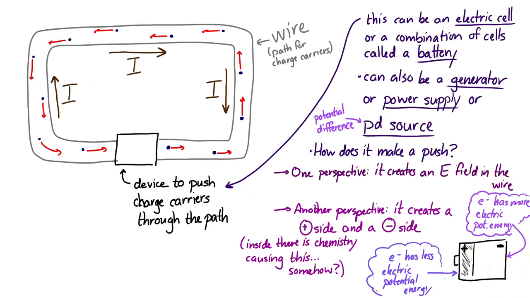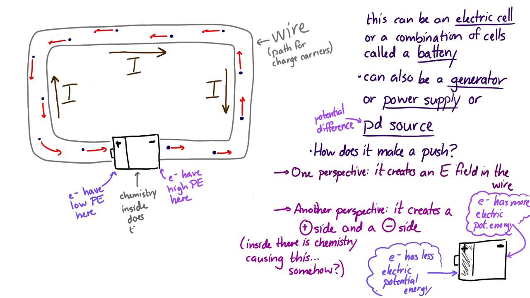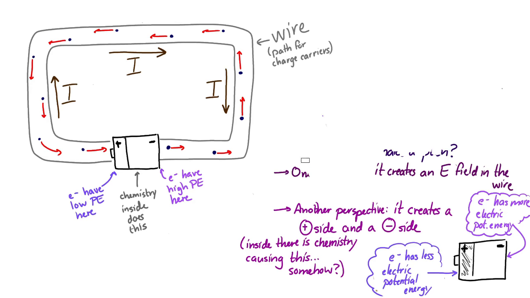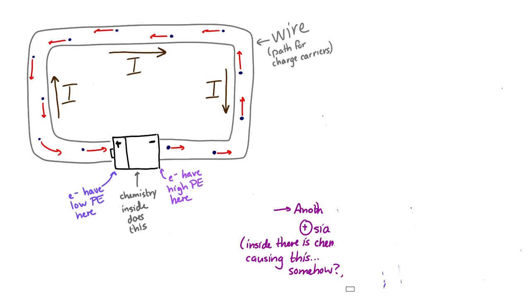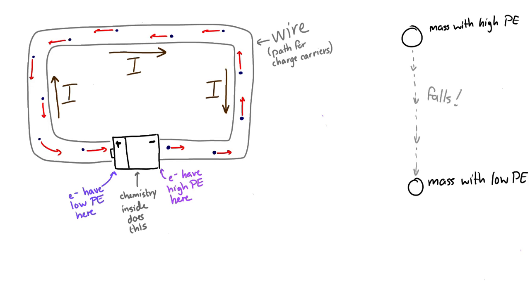And if we have that, let's draw the circuit here with the battery inside, and here's our wire. Okay, here's our little electrons, and here's the current. On this side, the electrons have low potential energy, and on this side of the battery, the electrons have high potential energy. Well, what would a mass do if it had high potential energy in one location and low potential energy in another location? Well, it would fall. If you imagine a mass with high potential energy, that means it's high up. And if it moves to a location with low potential energy, that means it fell.